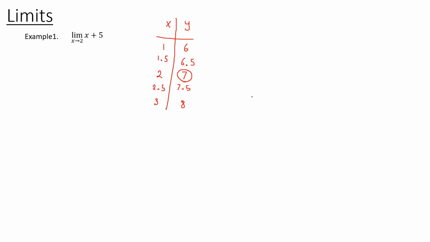So the very first rule of calculating limits is known as direct substitution. All you're doing is taking the value that you're approaching and substituting it into the equation. So in this case, you're substituting 2 into the x, which comes out to be 7. You get the same answer.